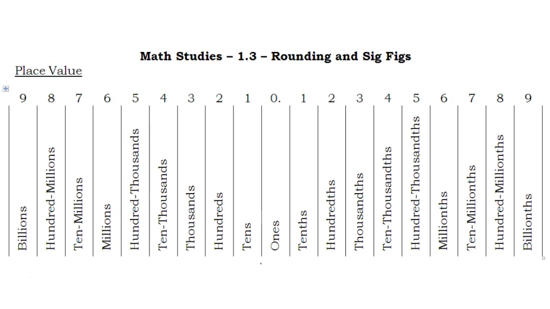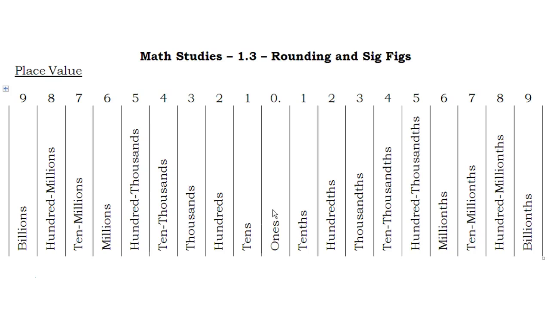As we move to the left, we go to tens, hundreds, thousands, 10,000s, 100,000s, millions, 10 millions, 100 millions, billions, and so on. To the right of the decimal, then, we have tenths, hundredths, thousandths, 10,000ths, 100,000ths, millionths, 10 millionths, 100 millionths, and billionths, and so on. They follow the same pattern mirrored around the ones place or the units place.